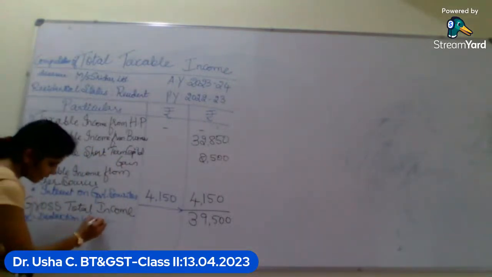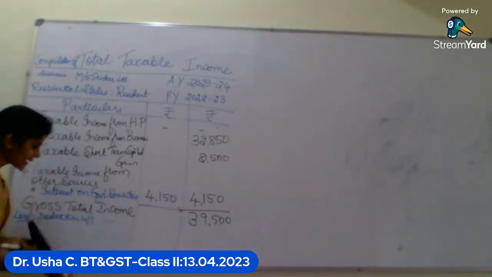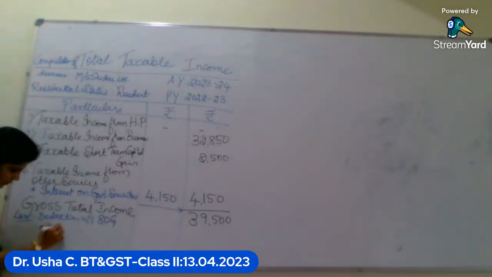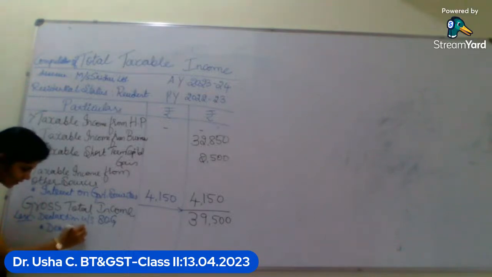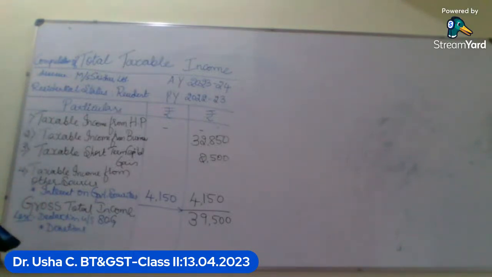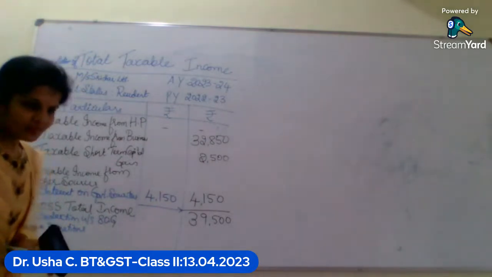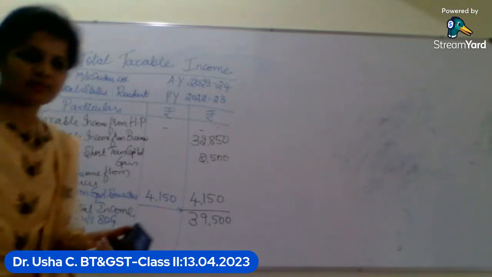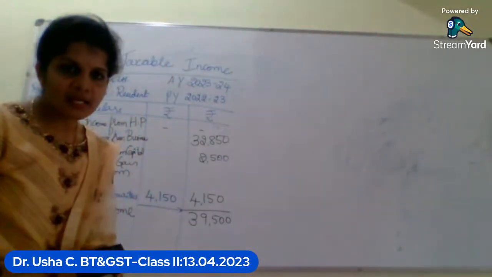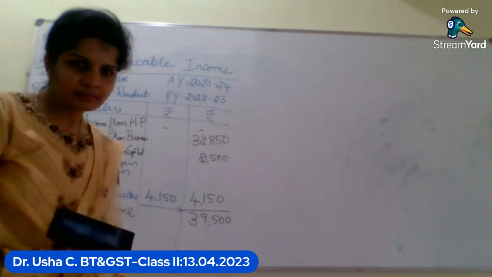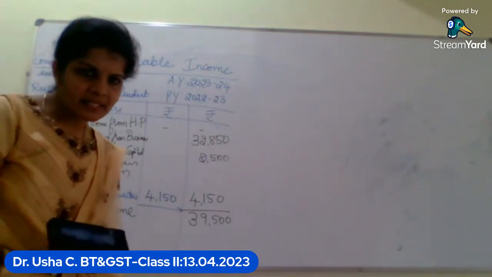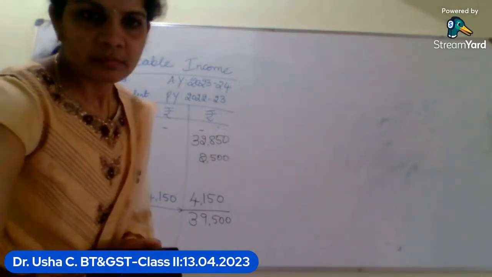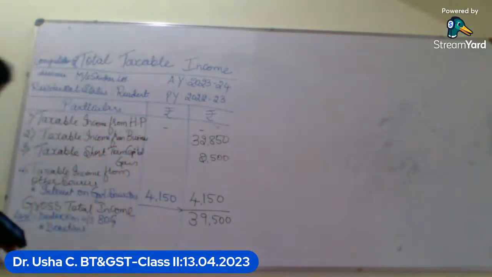There is one deduction under section 80G, that is donations. Correct? You got it? Yes, very good. Somebody said, Uma. Very good. Donations. What is the amount of donations? Where is it? Debit side. Just look into the debit side of the problem. There is an item called donations. Okay. Donations, it is 200 rupees, correct?